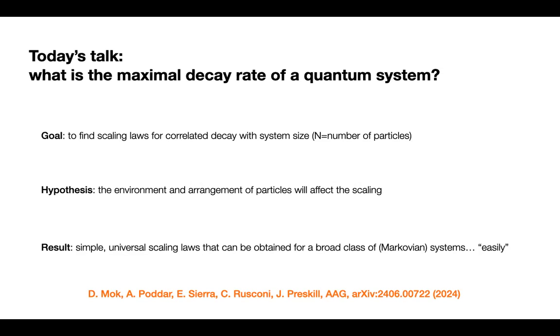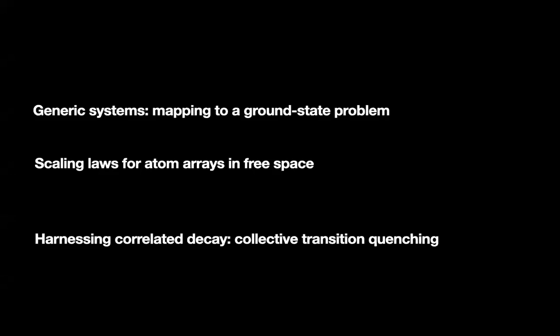Okay, so the first thing that I'm going to tell you about is what happens for generic Markovian systems. And even though this is a problem involving dissipation and decay, we're going to go about solving it by mapping it to finding the ground state of a Hamiltonian. The second thing is I'm going to use the scaling laws derived in the first part to tell you something about the maximal decay rate in atomic arrays in free space.